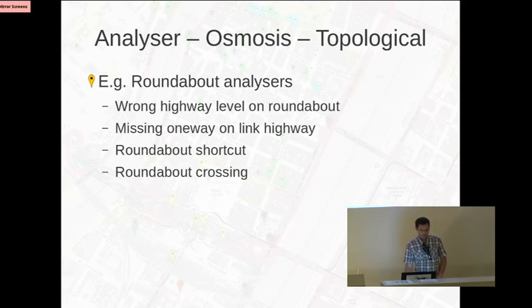Topological analyzer. For example, roundabout. Roundabout would do many things. For example, we can detect if there is a way that cross roundabout. Really cross. It's not really possible. There is something wrong. So we can report it.